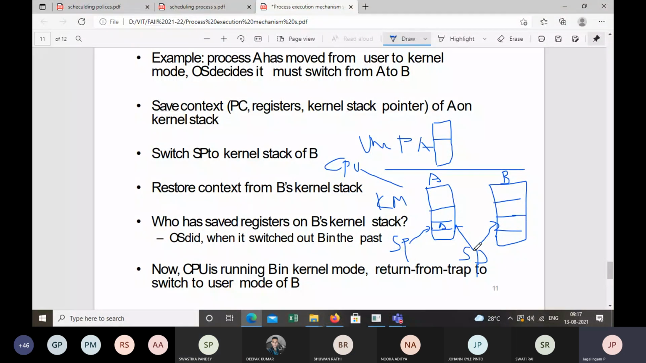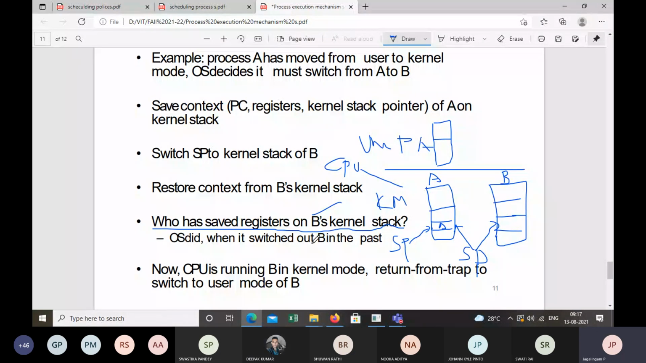Now the question is, who has saved the registers on the process B kernel stack? The operating system makes the stack pointer point to the kernel stack of process B. Now, who set all of these registers, the PC of process B? The OS.